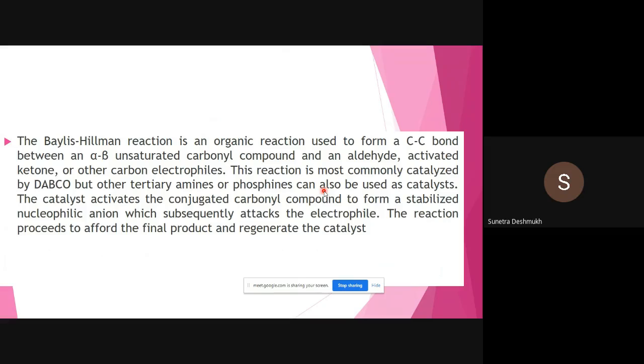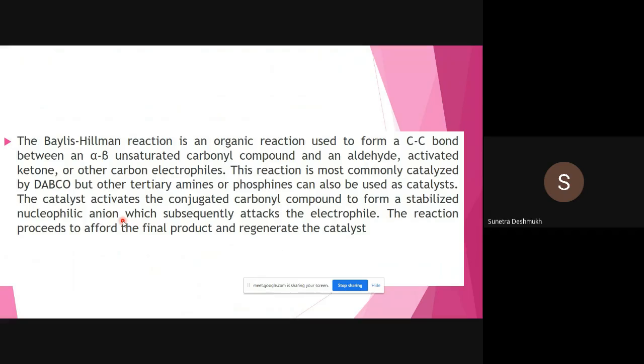This reaction is most commonly catalyzed by DABCO, but other tertiary amines or phosphines can also be used as a catalyst. The catalyst activates the conjugated carbonyl compound to form a stabilized nucleophilic anion. So why do we pay attention to the catalyst? Because with the help of this catalyst, DABCO or trialkyl amine or trialkyl phosphines, what is the major role of this catalyst? They stabilize the generated nucleophilic anion.